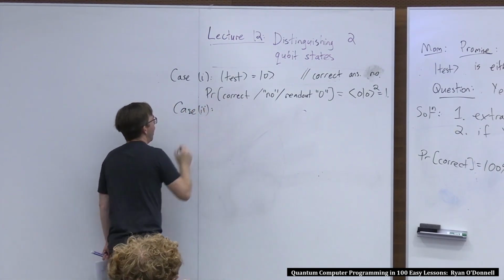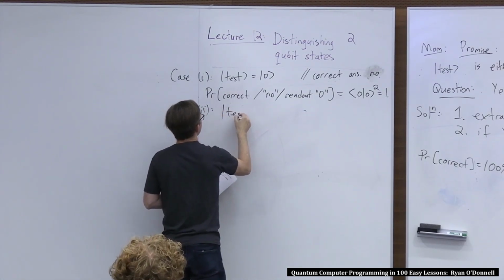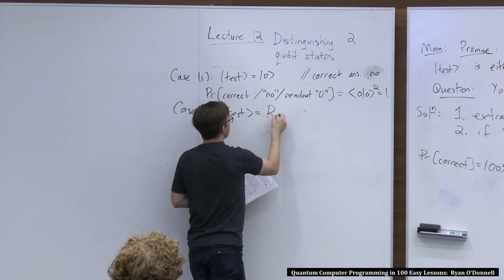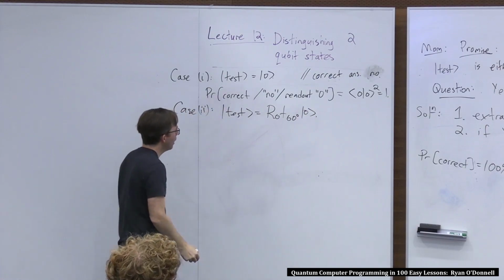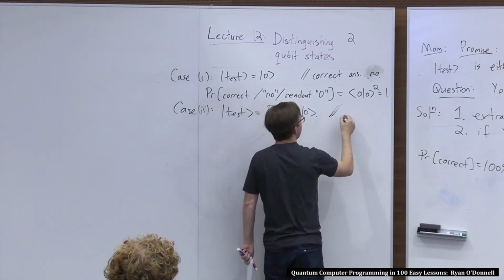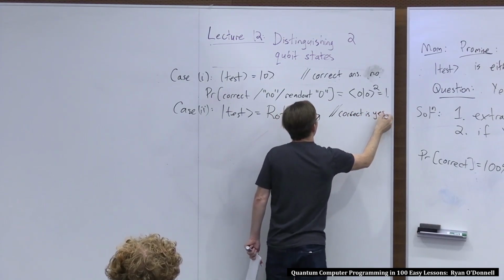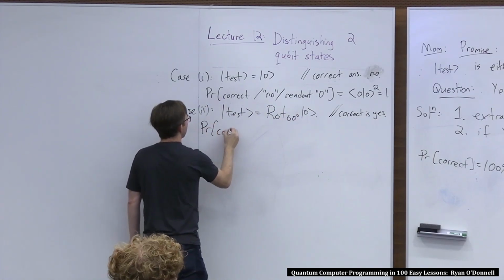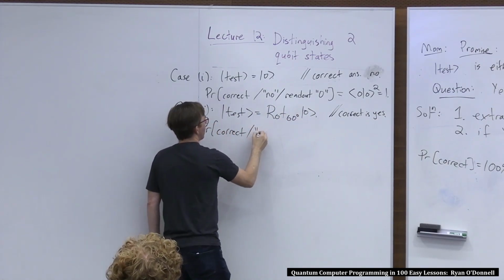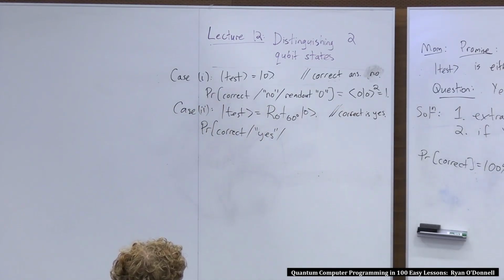Case 2 is not as awesome, but let's see. So case 2 is that the true state is this 60-degree rotated vector. Okay, and then the correct answer to the test is yes. So let's see the probability that you're correct, which is the probability that you output yes, which is the probability when you output yes if the readout is 1. The probability the readout is 1.